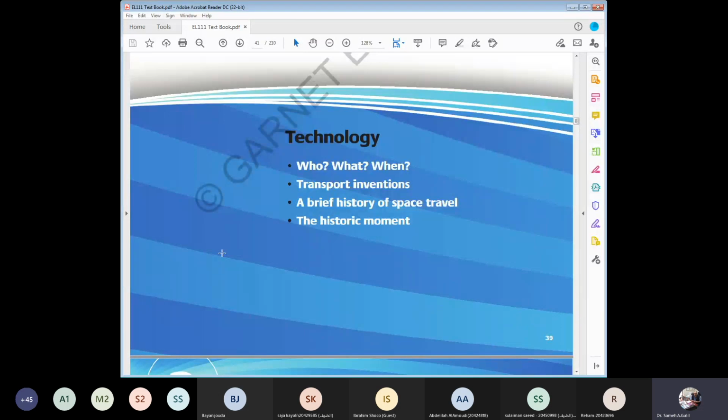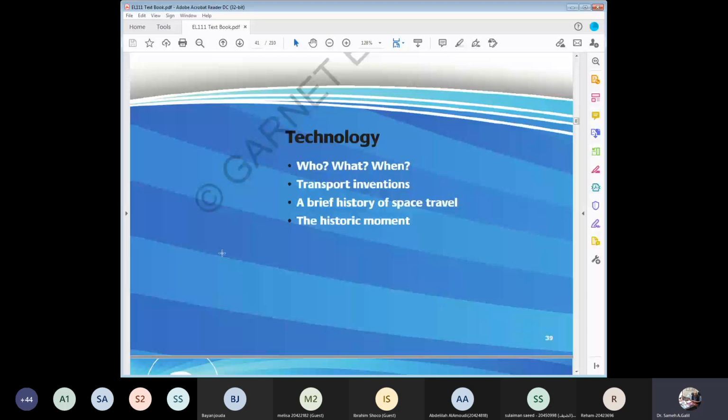and focus on transport. Transport is obviously moving from one point to another, from point A to point B, moving from Jeddah to Medina, moving from Jeddah to London, right? So this movement that you make and so take for granted is technology. Okay, so we're going to talk about transport inventions.